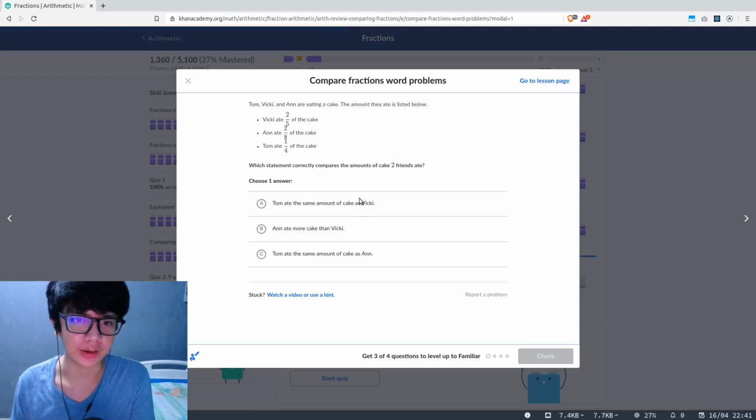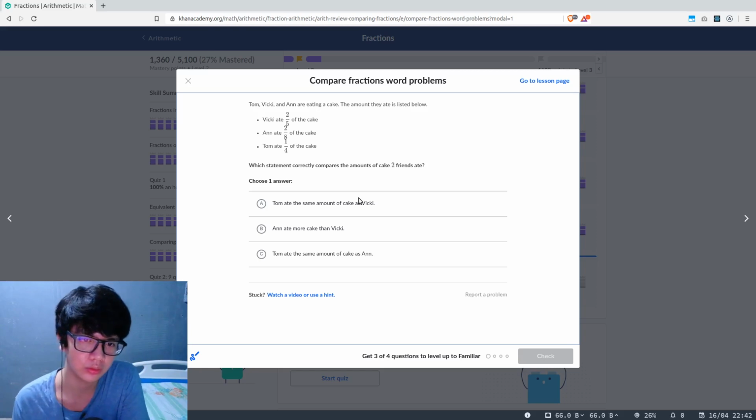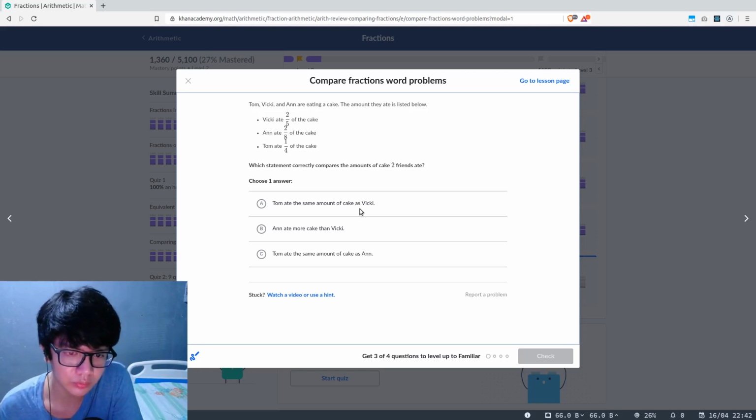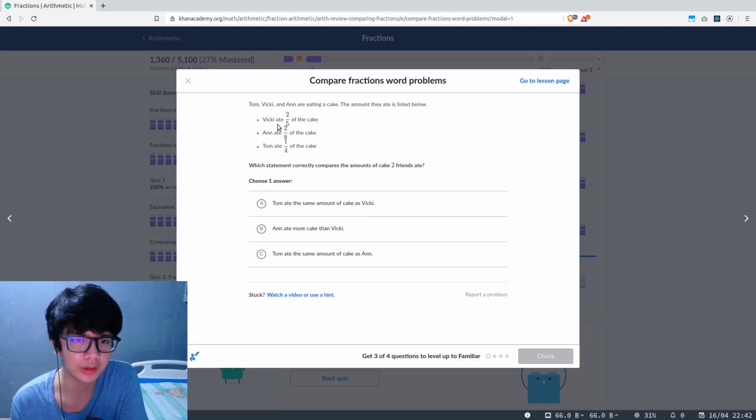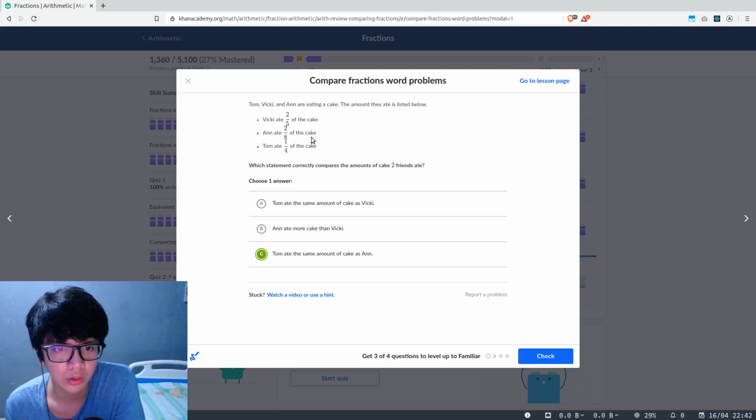Tom, Vicky, and Anne are eating a cake. The amount they ate is listed below. Vicky ate 2/5 of the cake, Anne ate 2/8 of the cake, and Tom ate 1/4 of the cake. Which statement compares the amounts of cake two friends ate? Tom ate the same amount of cake as Vicky? Tom ate 1/4 and Vicky ate 2/5, so no. Anne ate more cake than Vicky? Anne is 2/8 and Vicky is 2/5, so no. Tom ate the same amount of cake as Anne. Tom is 1/4, Anne is 2/8.